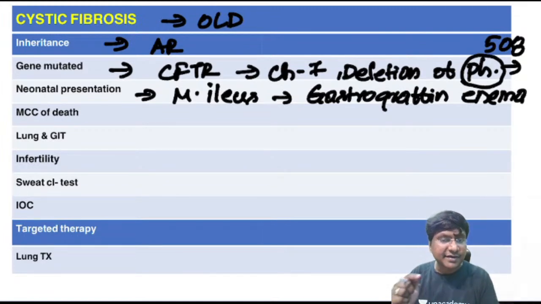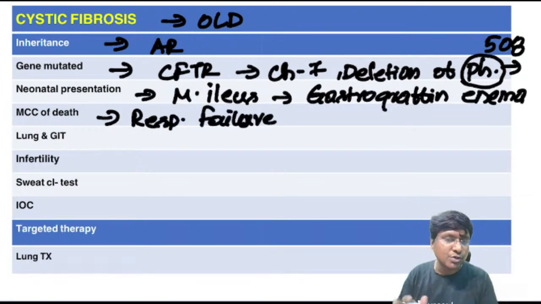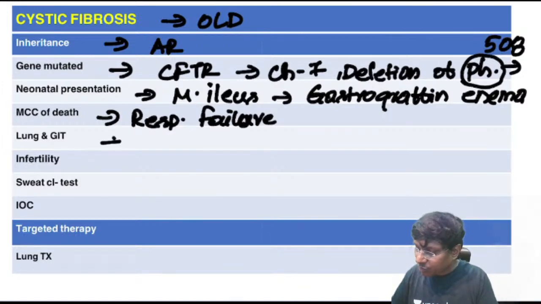These patients will have recurrent pneumonias, and because of recurrent pneumonias they will develop respiratory failure. Because they develop respiratory failure, they will have death. That is the most common cause of death in patients with cystic fibrosis. Now, what will be the lung involvement in patients with cystic fibrosis?